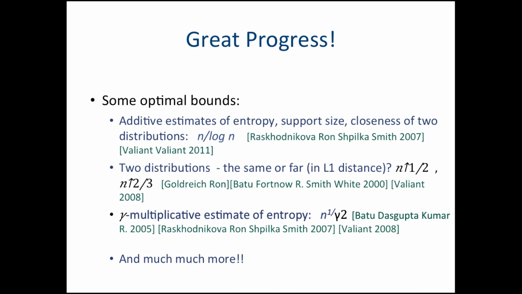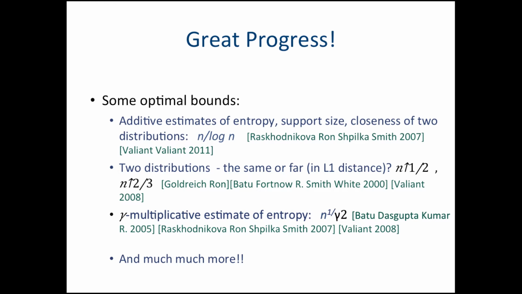So over the last 15 years, we've had great progress. We have some optimal bounds. We know a lot of problems that we didn't know 15 years ago. We can additively estimate entropy, support size, closeness of two distributions in n over log n samples. This is surprising to many communities beyond the TCS community. I left off some citations, but they are from different communities, so different communities are paying attention to these things.